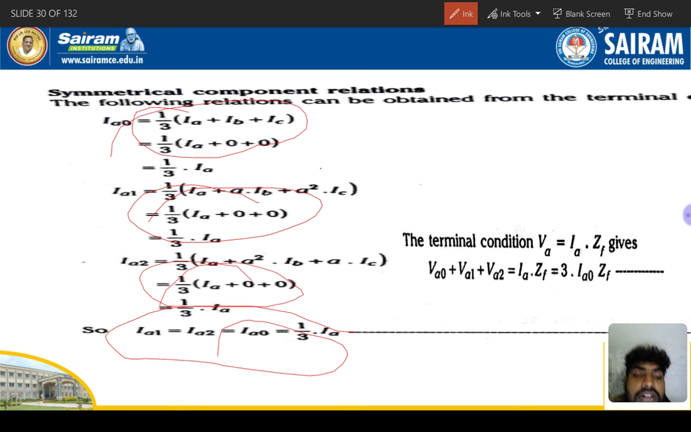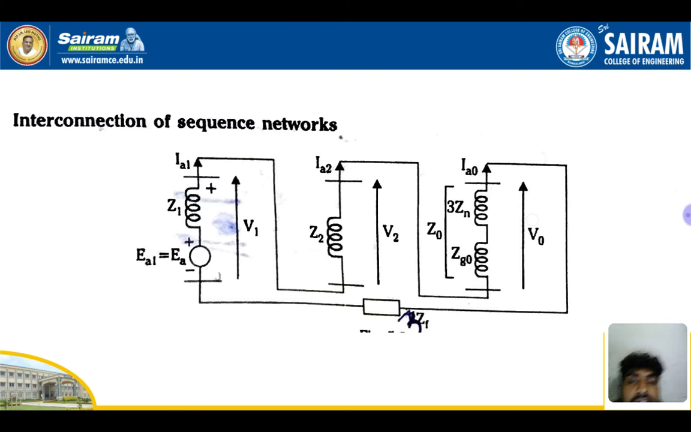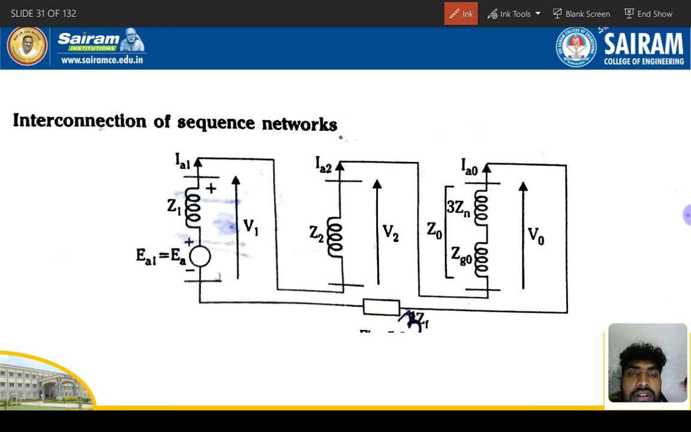The terminal condition: VA is equal to IA into ZF. So VA0, VA1, VA2 is equal to IA into ZF plus 3 I0 Z. Right. So this is the circuit diagram with impedance, right? See here, without impedance the circuit is closed, I mean a straight connection without any impedances. If impedance is there, you just add the impedance. It's a complete loop, right? So this is the circuit diagram.